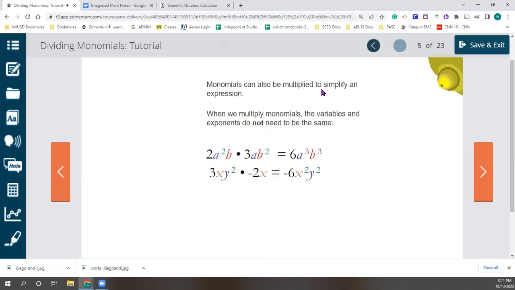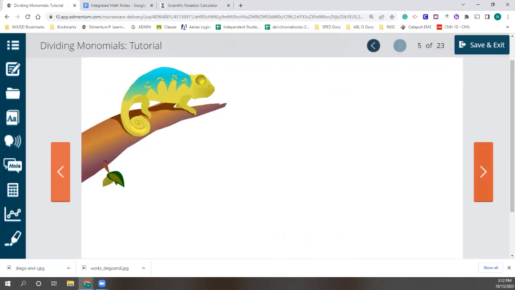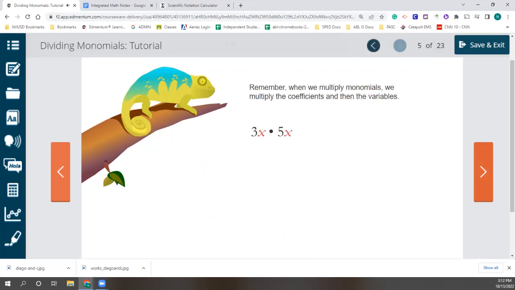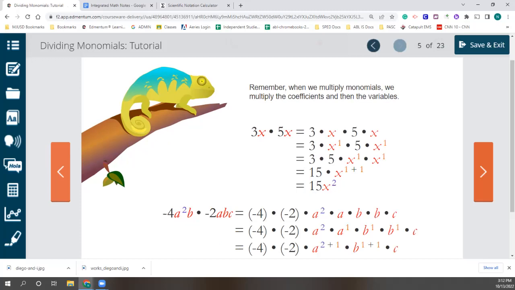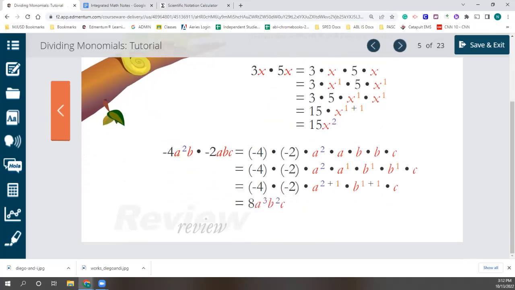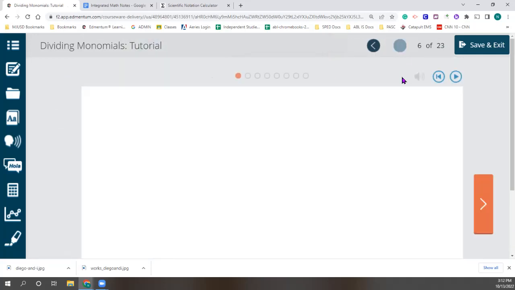Monomials can also be multiplied to simplify an expression. When we multiply monomials, the variables and exponents do not need to be the same. Remember, when we multiply monomials, we multiply the coefficients and then the variables. Just as monomials can be multiplied, they can also be divided.